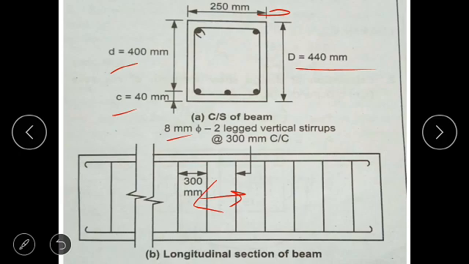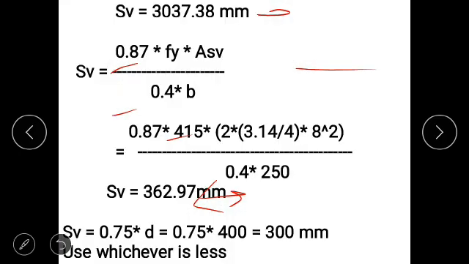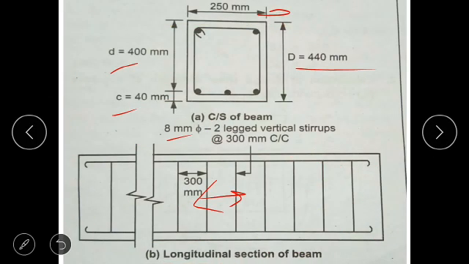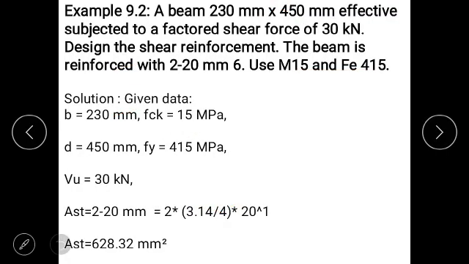In the first step we find VU. After that we calculate VUS required, and compare nominal shear, design shear and maximum shear. After that we design SV, the spacing between two bars. Then draw the cross section and longitudinal section of the beam.